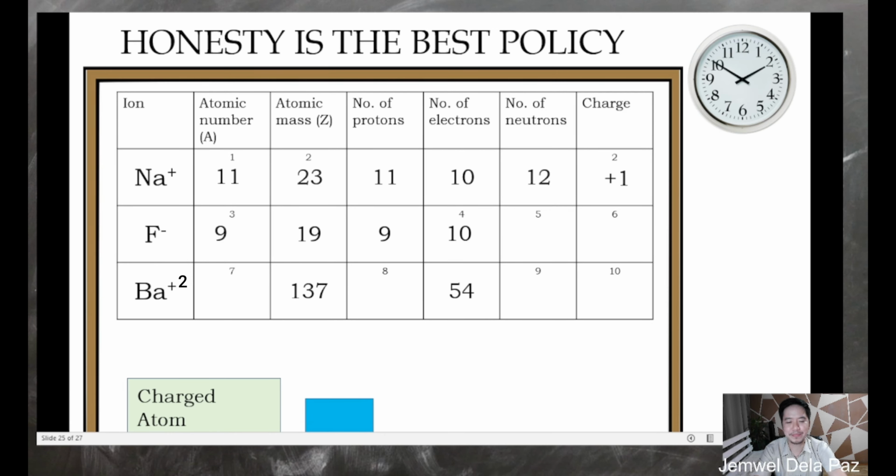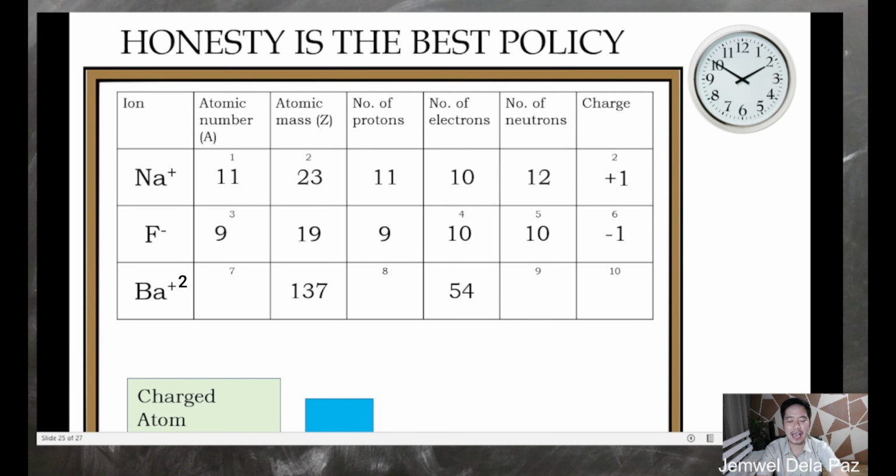How about the number of neutrons? I agree, the number of neutrons is 10. How did we get 10? All you have to do is subtract the atomic mass by the number of its protons. 19 subtracted by 9 is equal to 10. How about the charge? The charge is negative 1.